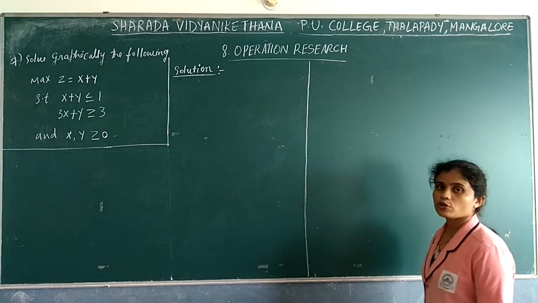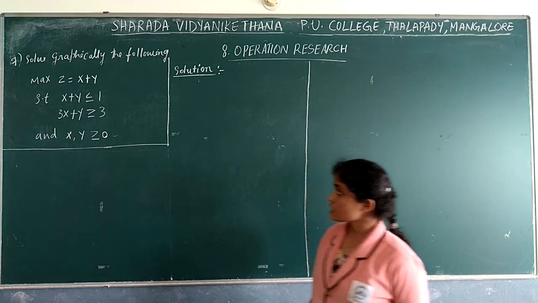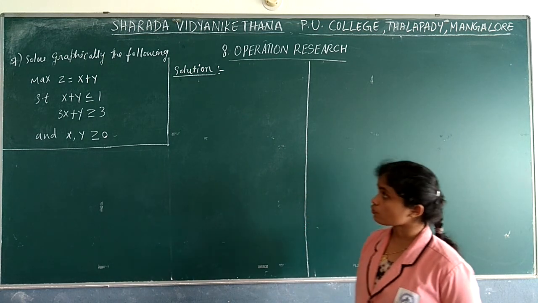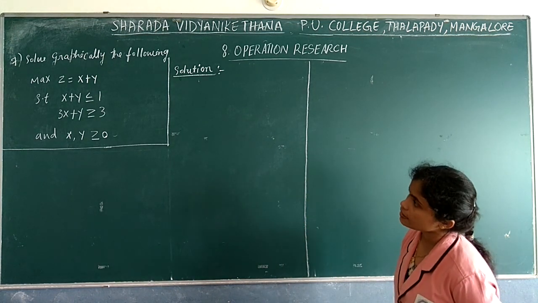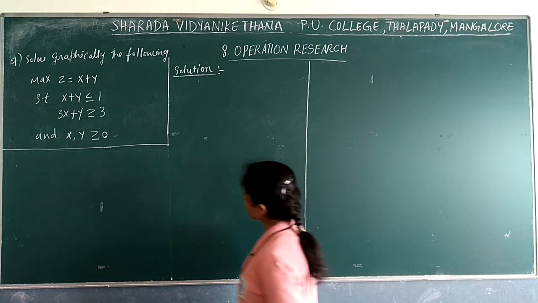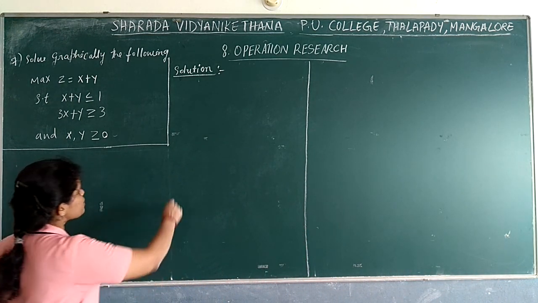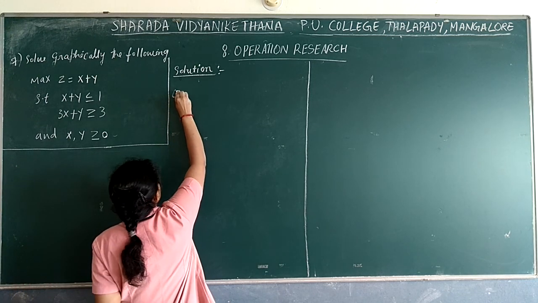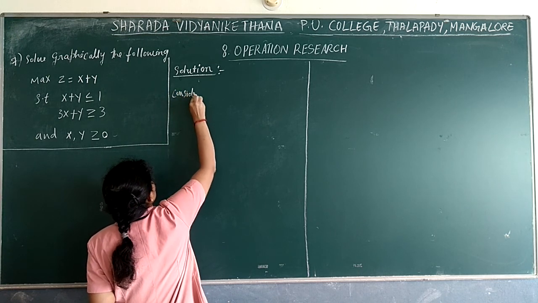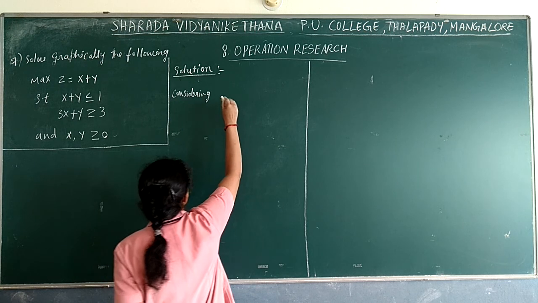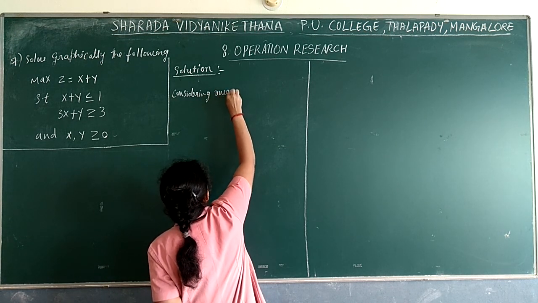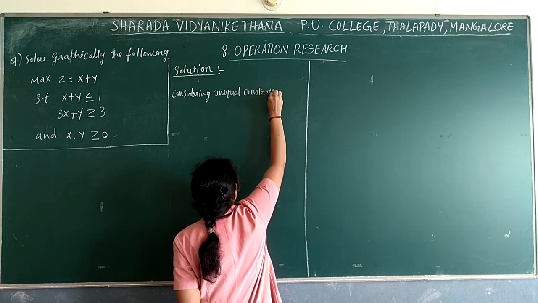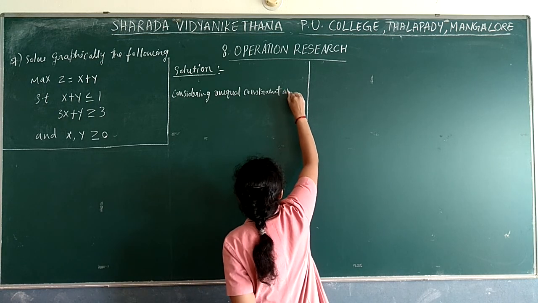Now see, we will see one more problem. Read the problem there. Maximize z equals x plus y, subject to the constraints x plus y less than or equal to 1, and 3x plus y greater than or equal to 3. Now we will take the unequal constraints as equal. Then we will get two pairs of values for each equation.